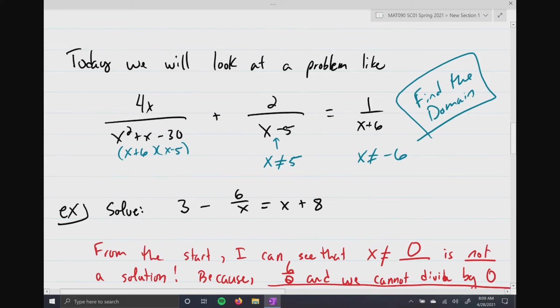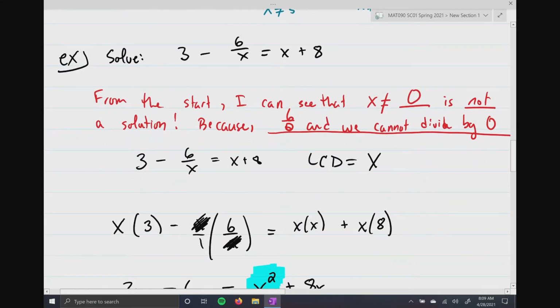So if you look at this problem, solve 3 minus 6 over x equals x plus 8. Right there, I set my denominator not equal to 0. And that tells me that at the end of the problem, if you come up with 0, no solution. If you come up with anything else, it's probably the right answer. The real way to check it is to substitute it everywhere and just simplify. Now, how do we actually go about solving a problem like this?